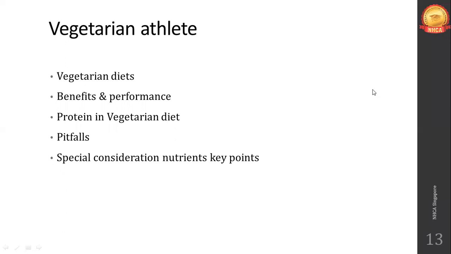Pitfalls of being on a vegetarian diet, and special consideration nutrients, key points, that is iron, zinc, omega-3 fatty acids, fruits, vegetables, carbohydrate. So these are all the key nutrients, and what special consideration you have to look after in a vegetarian diet. Just try to gather up all the facts from these paragraphs.